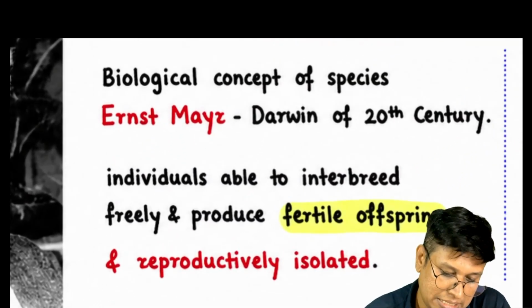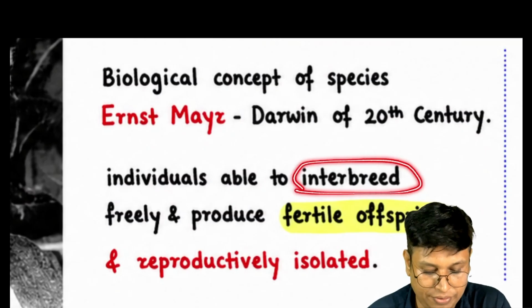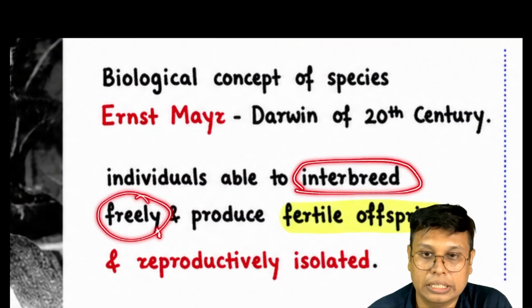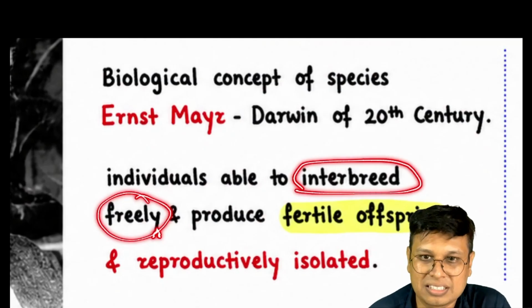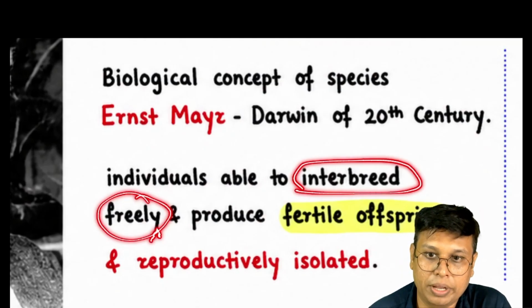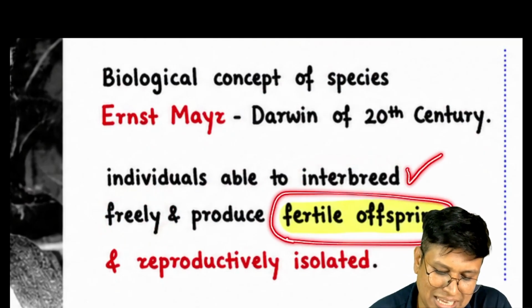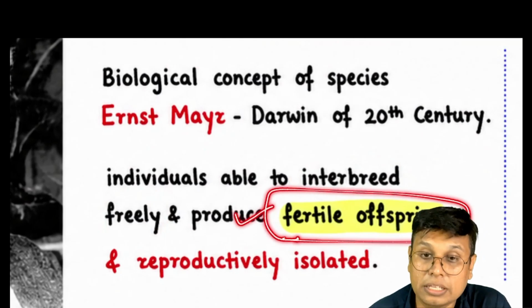He gave a definition which holds mostly true in most cases, such as individuals able to interbreed freely. See this criteria: interbreed freely in nature, in the ecosystem, when male and female interact, or the plants, they should be able to interbreed freely. There should not be any problems, and produce fertile offspring. This can be the most important criteria, fertile offspring.